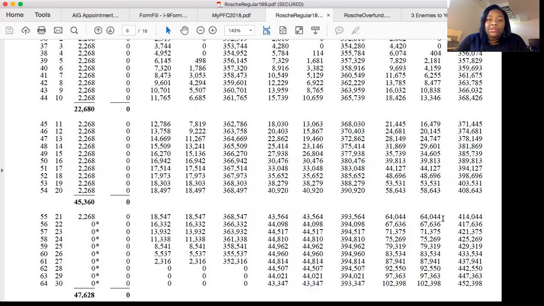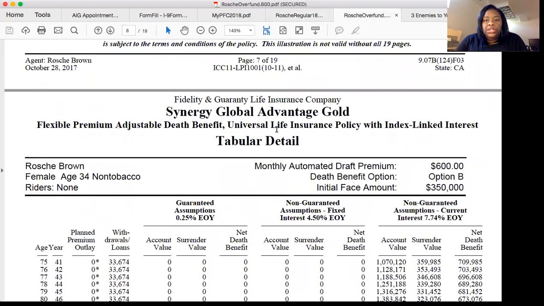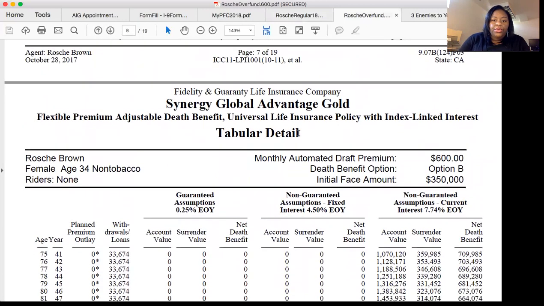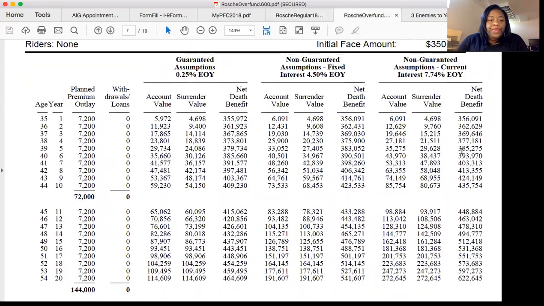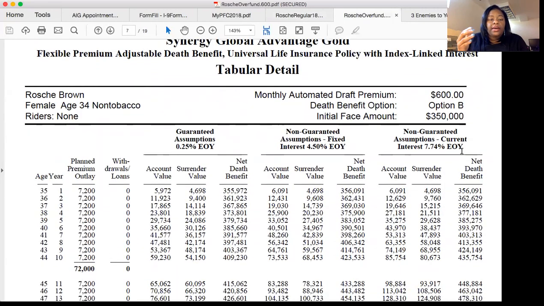So I have done something a little different. What I have done is overfund my policy. So this is the next thing. What I'm doing is I'm overfunding my policy. My overfund is that I'm putting in $600 monthly, and you can choose to do that however you would like to do that.